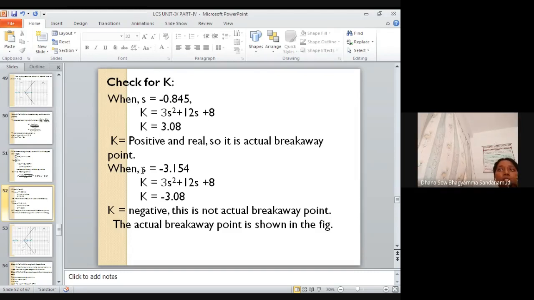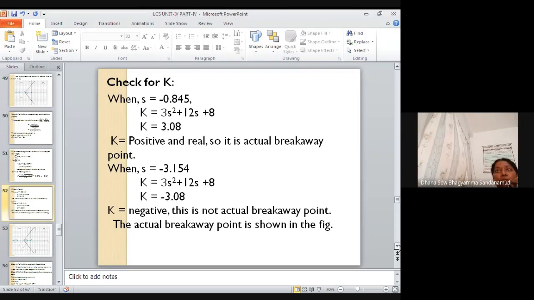Now substitute the other s value in the k expression. You will get a negative value for k. K being negative means this is not the actual breakaway point or break-in point. Of course, zeros are not there, so definitely we can't find any break-in point. So it is also not your breakaway point. There is only one breakaway point here, that is s equal to minus 0.845.